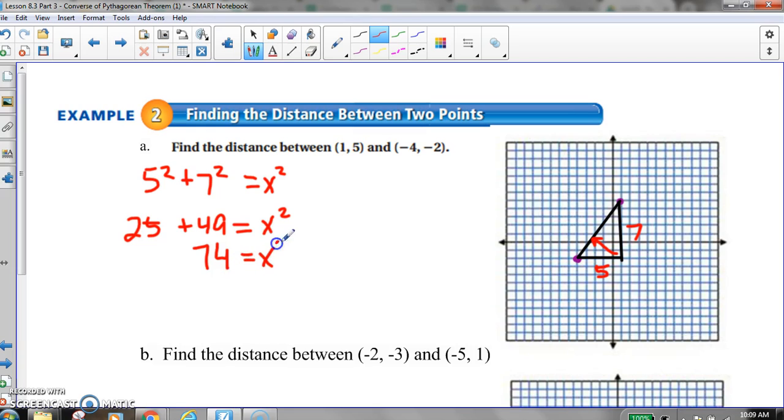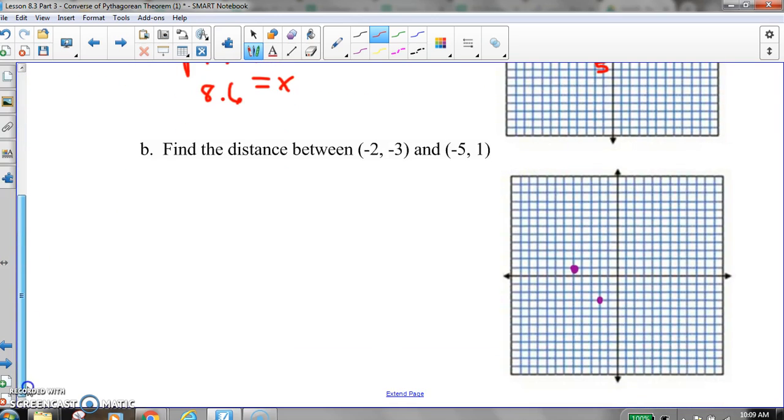And remember, square root it. So the square root of 74 is approximately 8.6. So the distance between those 2 points is like our hypotenuse. So the distance between the 2 points is about 8.6 units.